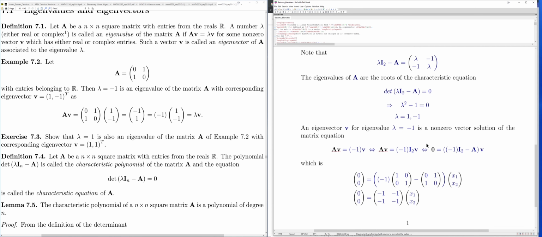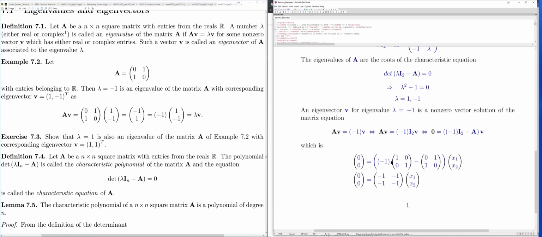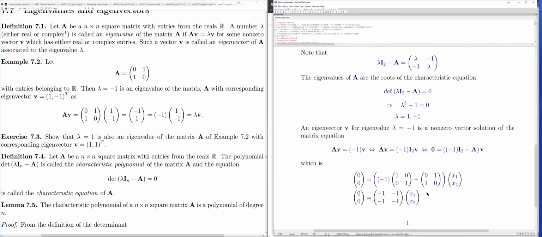One more time, 0 over here is this 0 over here. I have minus 1 times I2, which is this minus 1 I2, and then minus A, which is this minus A over here. This simplifies down: I could just multiply the scalar here by this matrix, and then subtract my matrices, and I'd get minus 1 here, minus 1 here, minus 1 here, minus 1 here. And what do you want to notice?